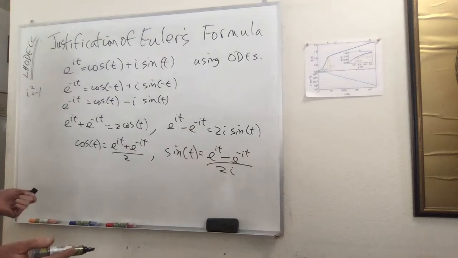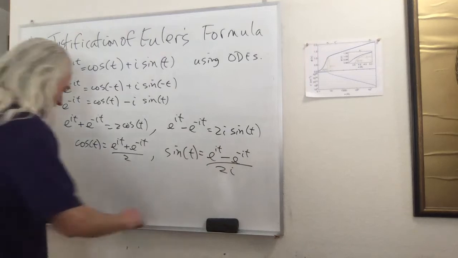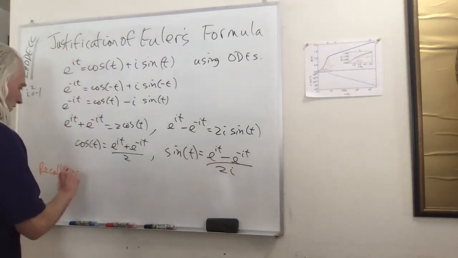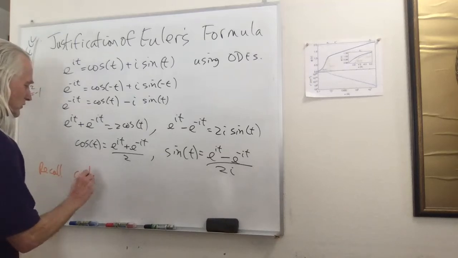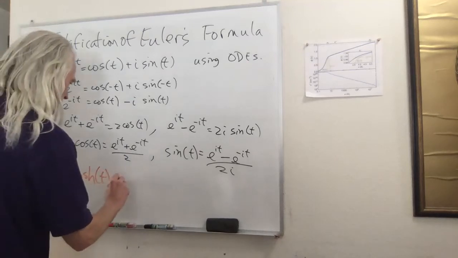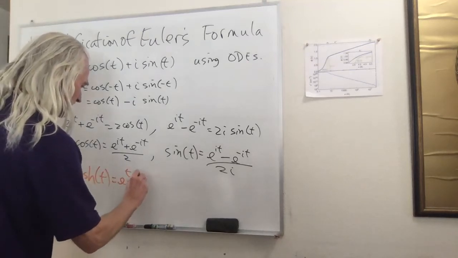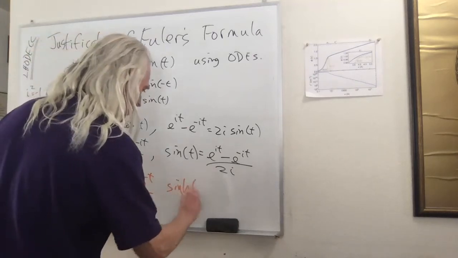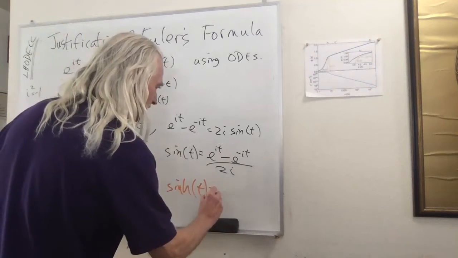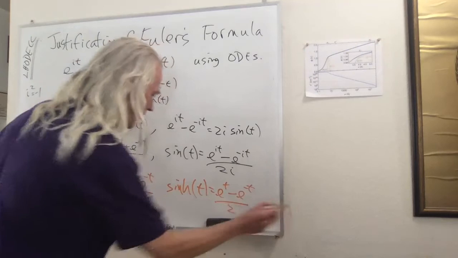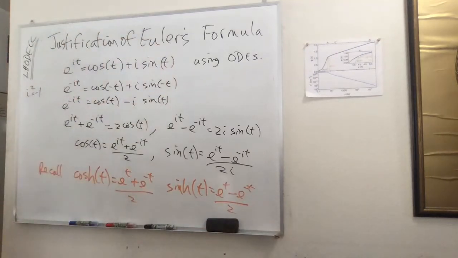Just a little aside here. I'll do it in some color, say orange. The hyperbolic cos, cosh of t, is, remember, e to the t plus e to the minus t over 2. And sinh, or hyperbolic sine of t, is e to the t minus e to the minus t over 2. No i's there, no i's anywhere in this formula.